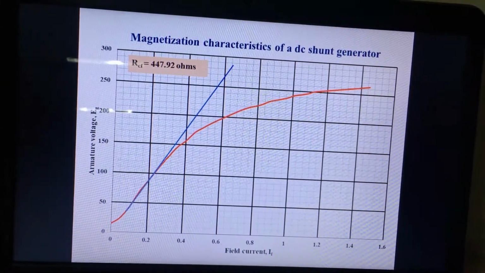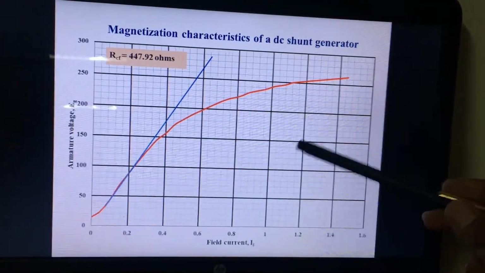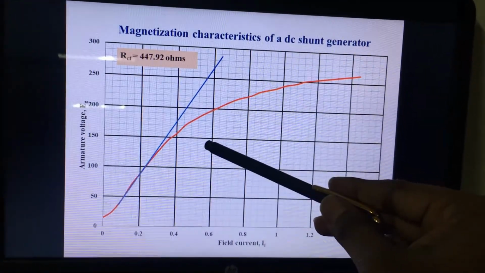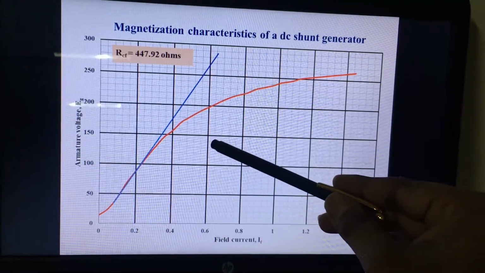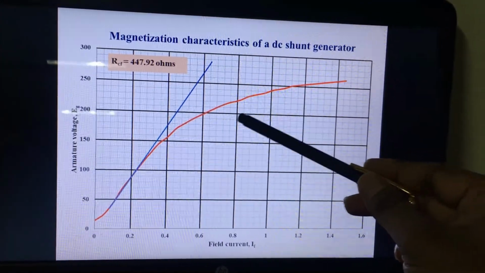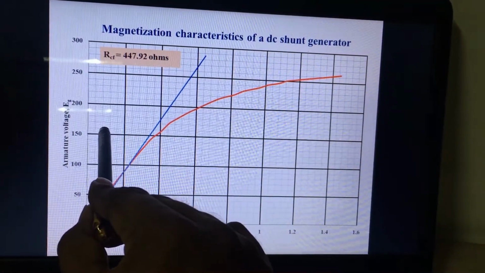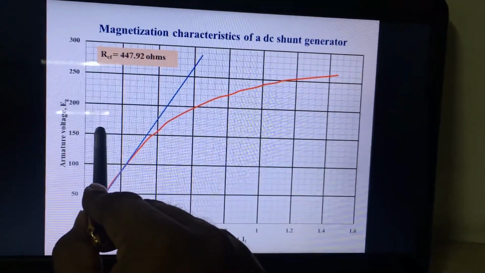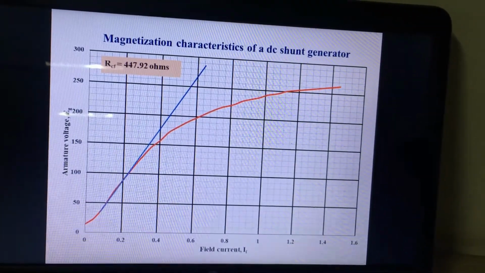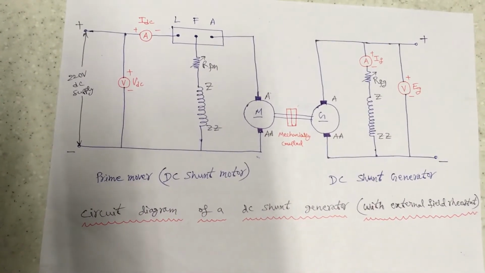It is 447.92 ohms. If we observe these characteristics, if the field winding resistance is less than the critical field resistance, then voltage buildup will take place in DC shunt generator. If the field winding resistance is more than the critical field resistance of a DC shunt generator, then voltage buildup will not take place. We have seen the magnetization characteristics of a DC shunt generator.